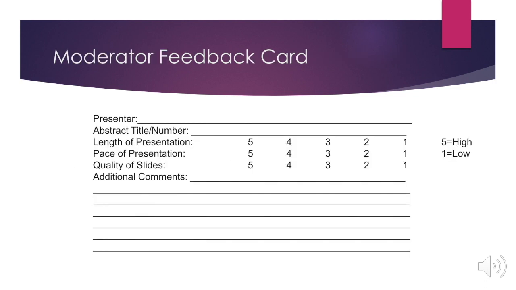As an example of a moderator feedback card, we have an example here. You just quickly write the presenter name and the abstract title. And then there are 3 major criteria we thought we would talk about. The length of the presentation: was it too long? Did they go over time? The pace of the presentation: was it too fast? Was it too slow? And then the quality of the slides.